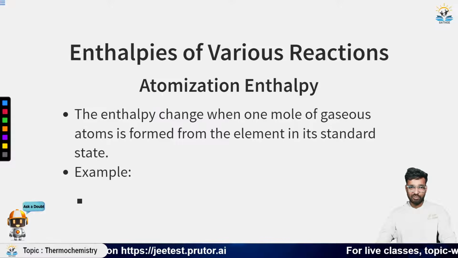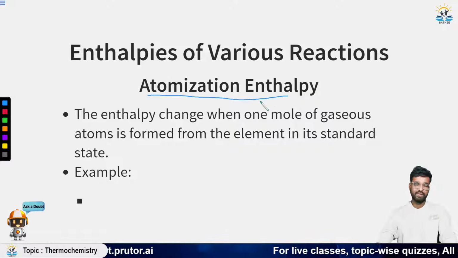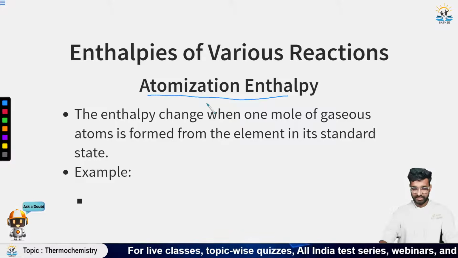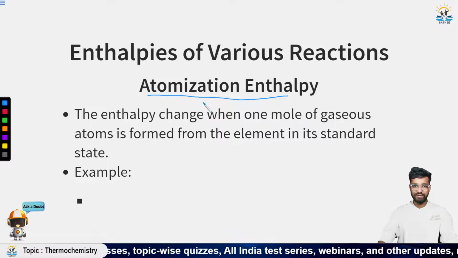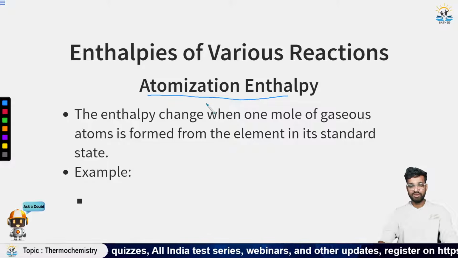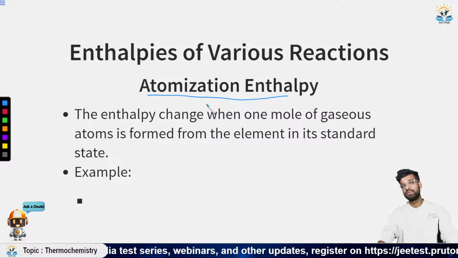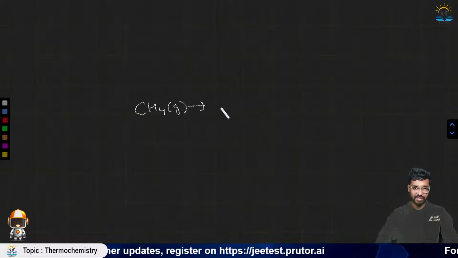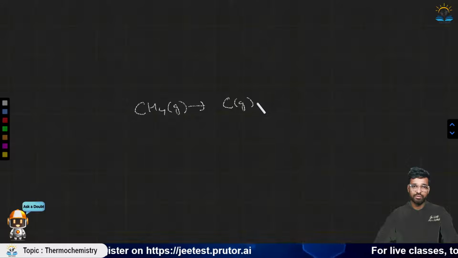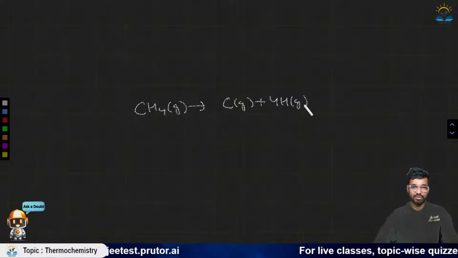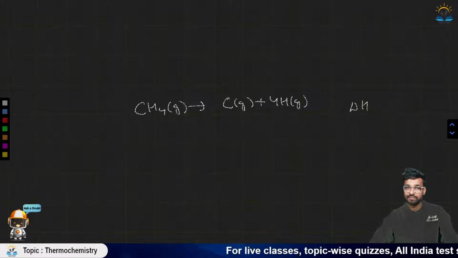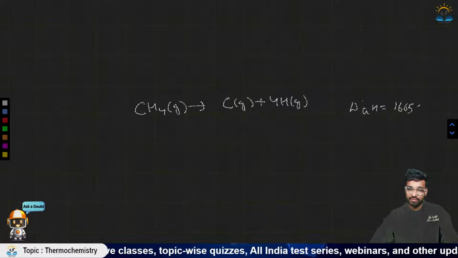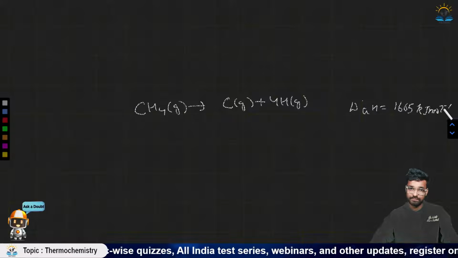Now I have mentioned this atomization enthalpy earlier. When we used methane gas and dissociated its hydrogen bonds, meaning cleaved these bonds one by one, we got four of these enthalpies. Then we added up and found that we can convert this CH4 molecule in the gaseous state into one gaseous carbon atom plus four gaseous hydrogen atoms, and the energy change was 1665 kilojoules per mole.